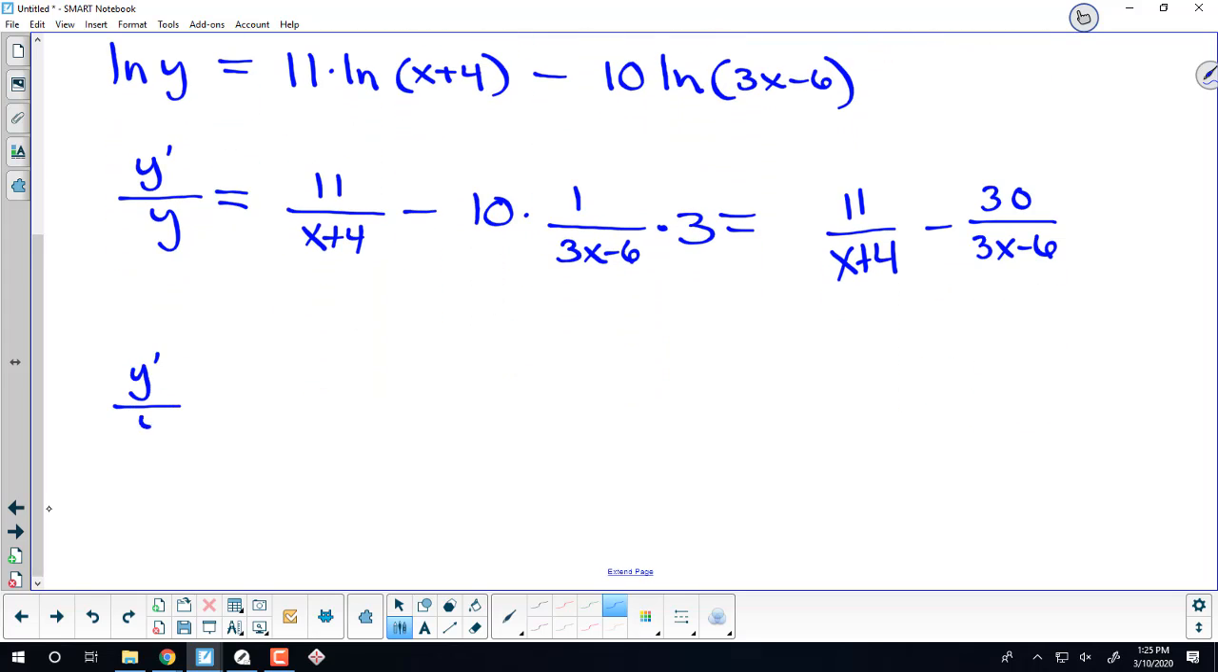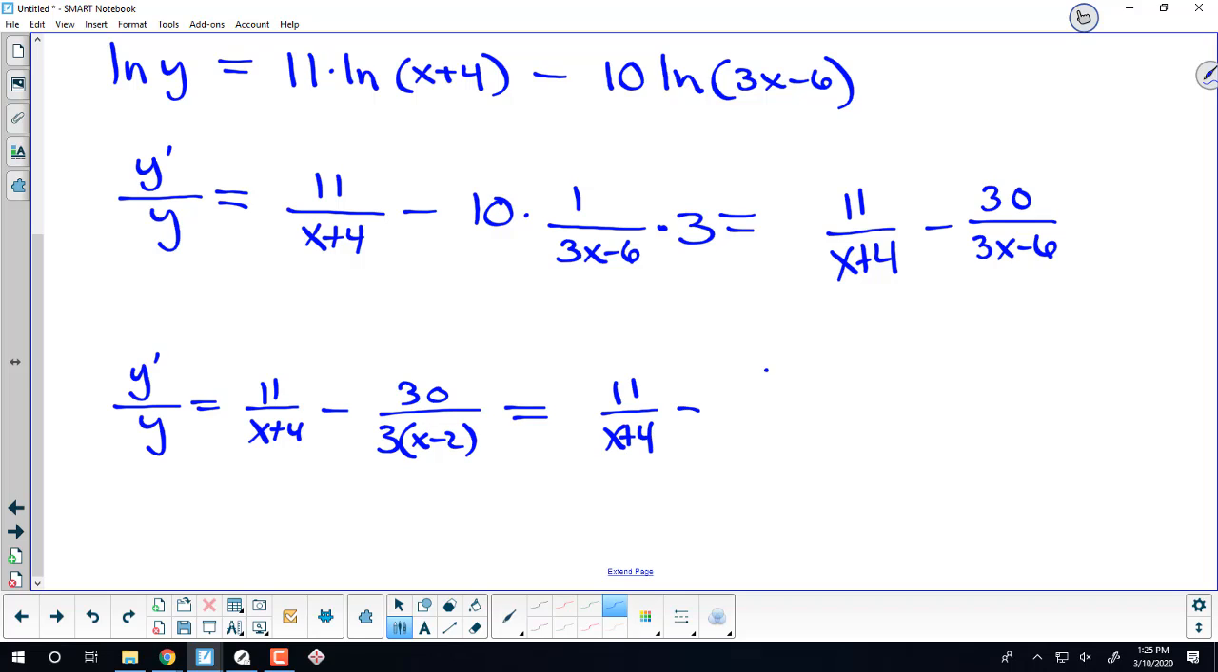So y prime over y we have as 11 over x plus 4, minus our 30 over the 3 times the quantity x minus 2. Okay, so that's how we're going to simplify that. I guess it's not really a necessary step, though. Okay, so we have that simplifying to 10 over x minus 2.